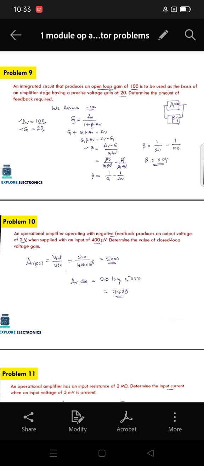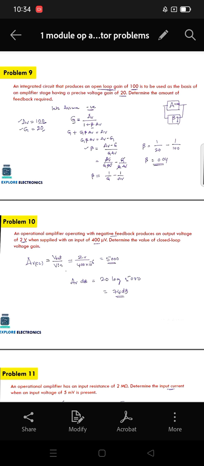Okay. First one: an integrated circuit that produces an open loop gain of 100. 100 open loop gain means AV equals 100, and it is to be used as the basis of an amplifier stage having a precise voltage gain of 20. Determine the amount of feedback required. What we have to determine? Beta, that is the feedback factor. And what is given again? Precise voltage gain means it is G. G equals the overall gain, equals 20.